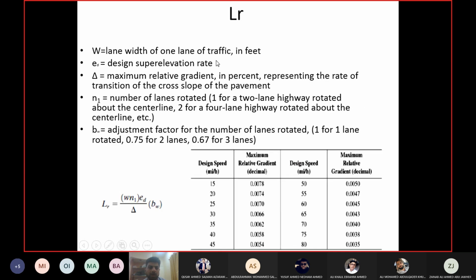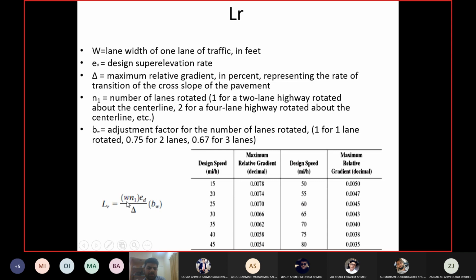Okay. For now, make one change here in your book. They are using the terminology LR here in the equation. So we will use LR. LR means super elevation runoff. In the book they are using the term LS, but I found the equation from another book, so they are using LR. It doesn't matter. We have LR here. So LR is the length of super elevation runoff. How much length do you need to go from flat or 0 to full super elevation?